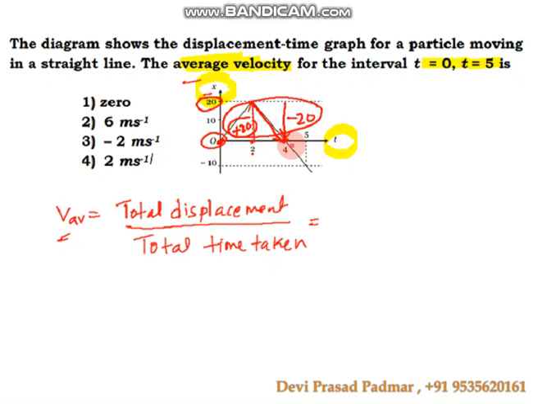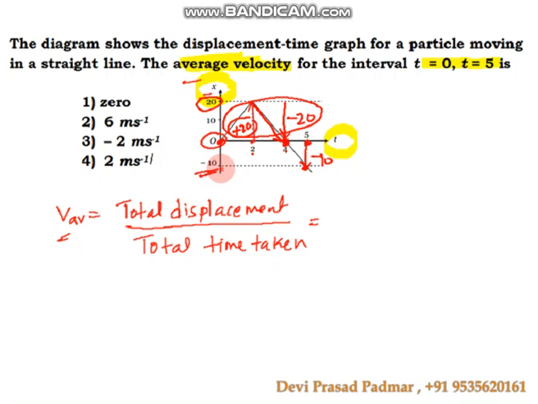Now, one more second remains, that is from 4 to 5 seconds. Within 4 to 5 seconds, the particle moves from the origin to this particular distance, that is minus 10. Within 1 second the particle reaches this particular point. So, the displacement now is nothing but minus 10.